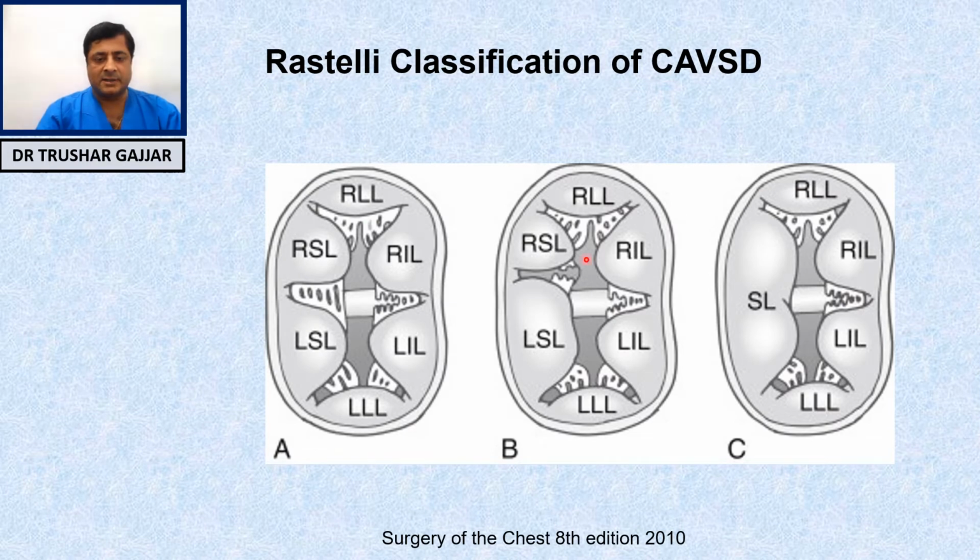Rastelli has classified this atrioventricular canal on the basis of the superior leaflet, the right and left superior leaflets. If the right and left superior leaflets are of equal size and the left superior leaflet doesn't cross the septum, it is called type A. But in type B, the right superior leaflet is smaller and the left superior leaflet is larger, which crosses and bridges over the septum; that is called type B. And in type C, there is no differentiation of right superior or left superior; it is a single leaflet, that is called C.